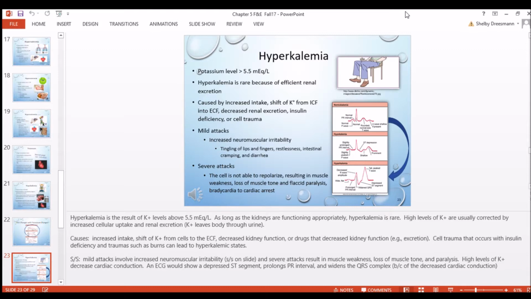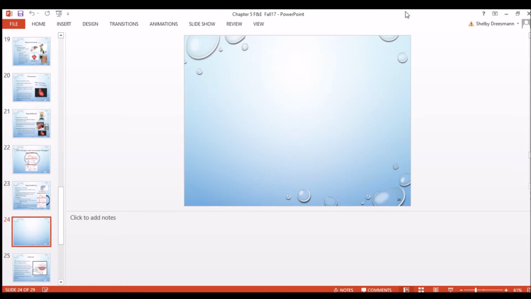Still confused on why though. The ST segment would be depressed just like hypokalemia, but weird. Keep that in mind.